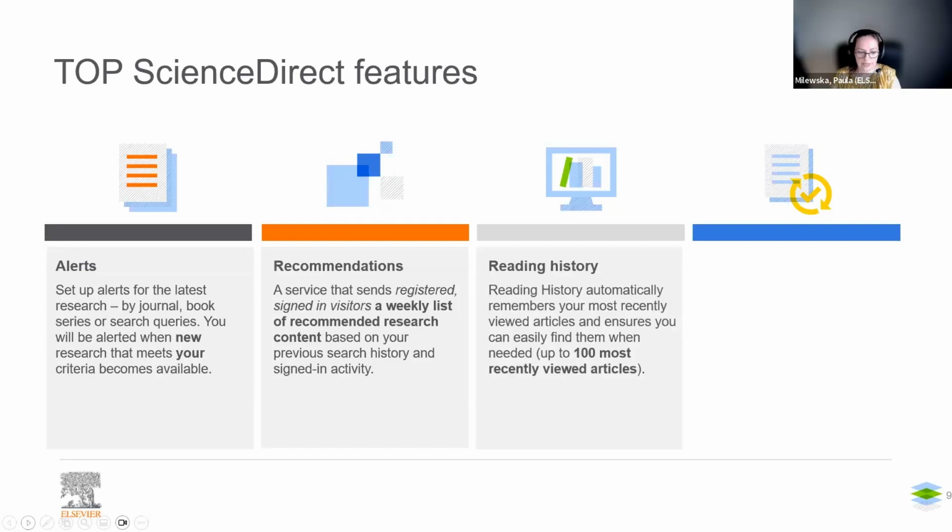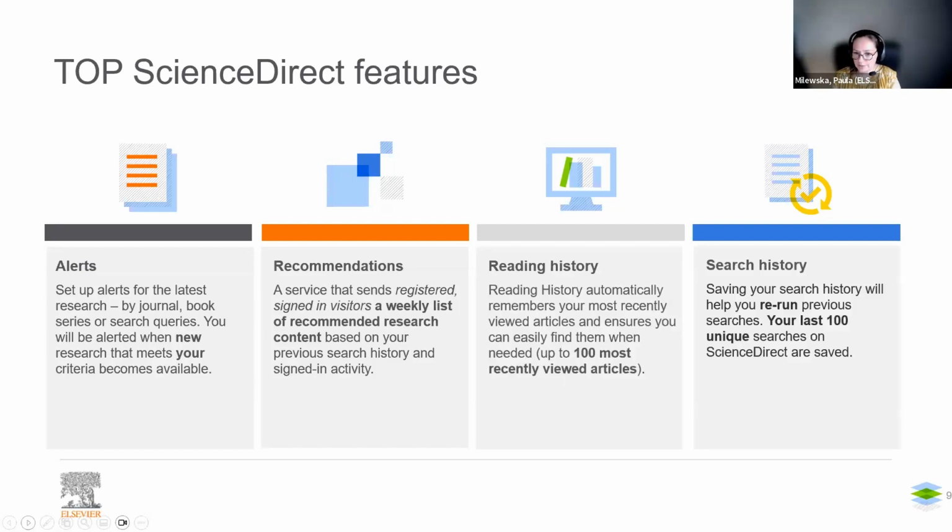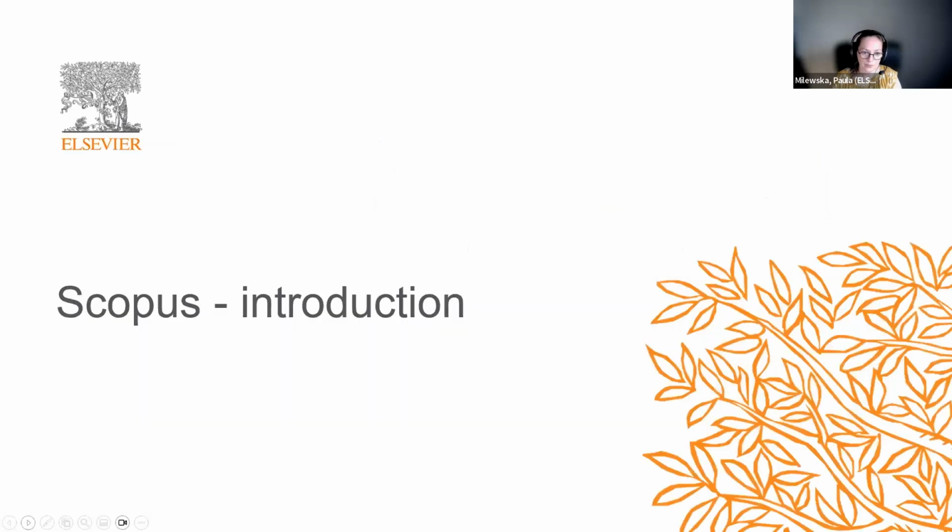We also have reading history and search history. These two features are there for you to just record everything you are reading or searching for, up to the last 100 unique articles or unique searches on ScienceDirect. This is automatically saved for you.